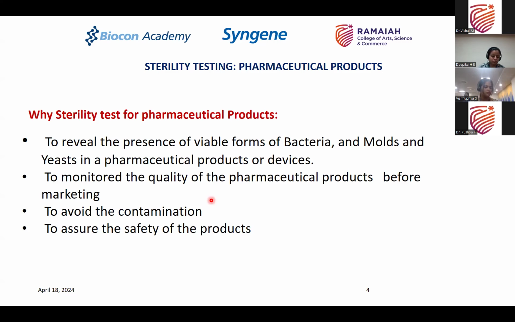Then mushrooms, they are macroscopic. These molds and yeast are microscopic. To see their morphology, you require a microscope, whereas mushrooms are macroscopic in nature.